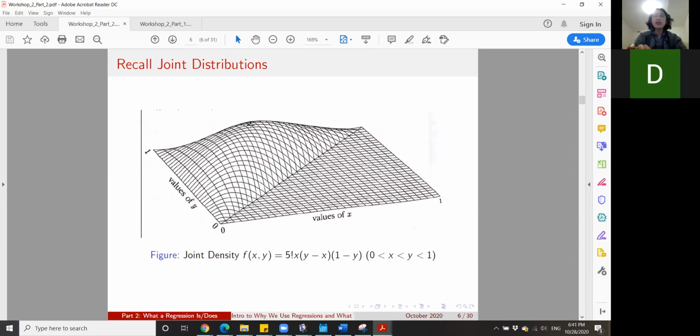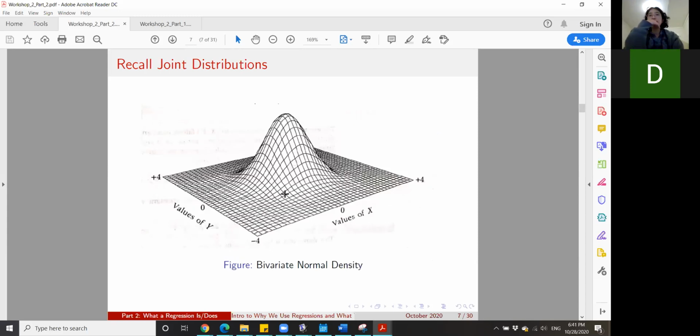The higher points have higher probability. This region here has probability 0. And you can see there's some maximal probability somewhere around here. This, by the way, is the bivariate normal. In this case, x and y are both normal variables. This is a special distribution because it's completely symmetrical. There's a lot of theory on the bivariate normal that we're also not going to get into.